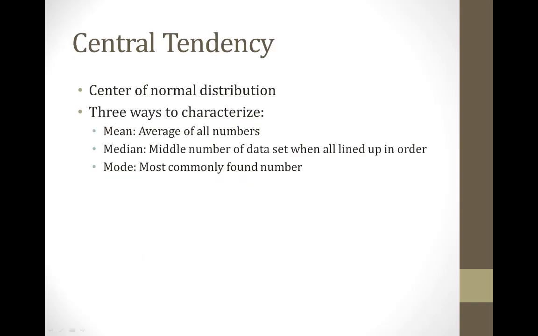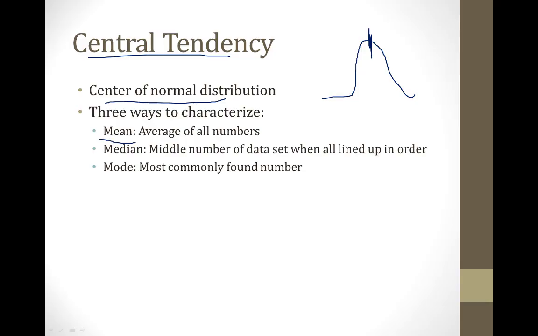So the first characterization of that normal distribution I want to talk about is measures of central tendency. You notice that the curve looked something like this, and it tended to collect around a central number, and we call that a central tendency. This is the center of a normal distribution. And there are three ways to characterize that central tendency of the distribution.